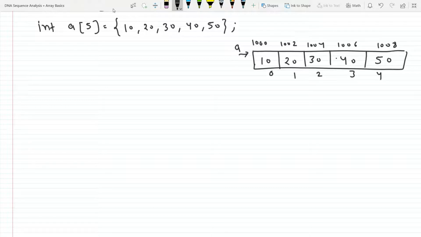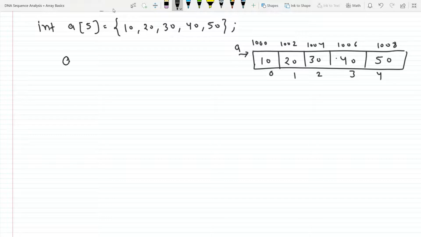Now one more important point. In the previous lecture I told you that internally an array uses a pointer as the data structure. So now I will show you how this array is using a pointer as the data structure.